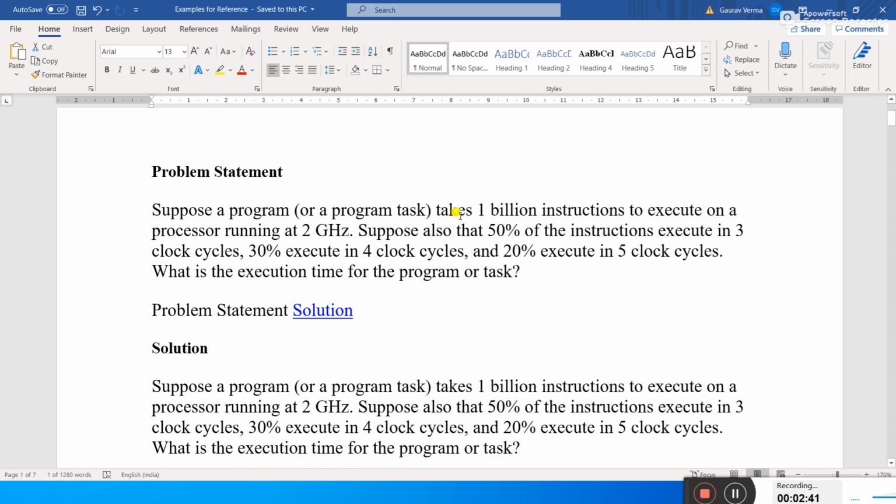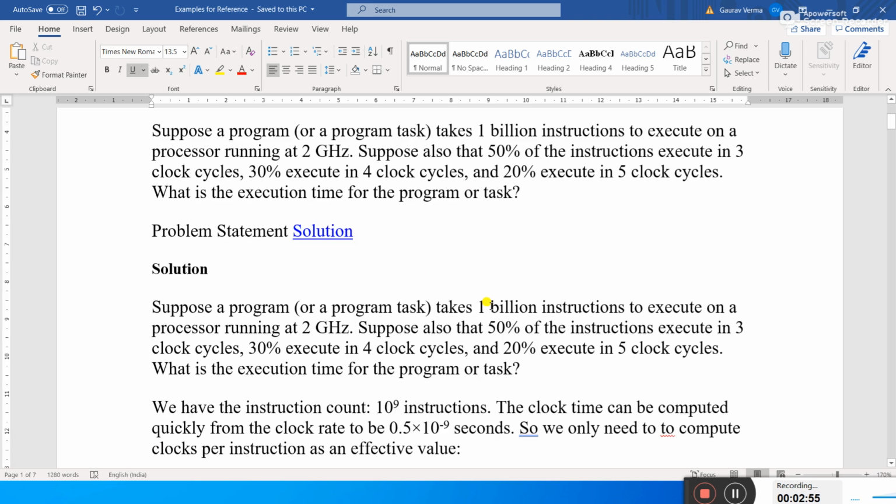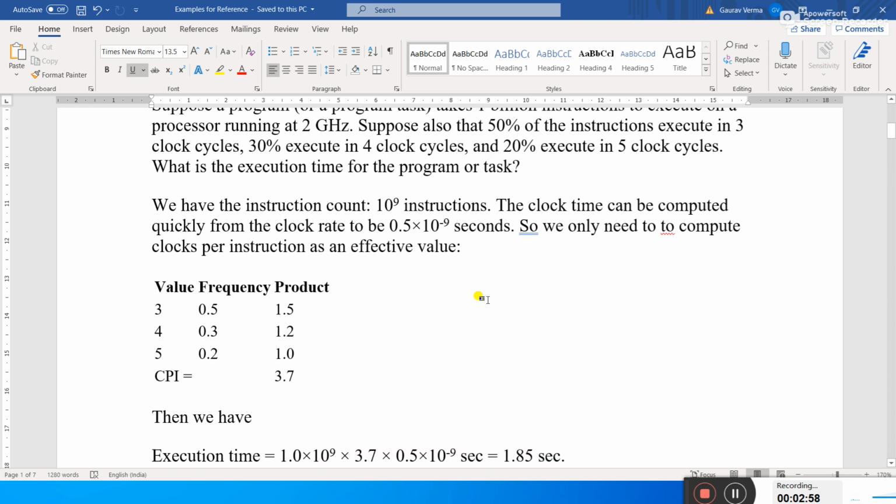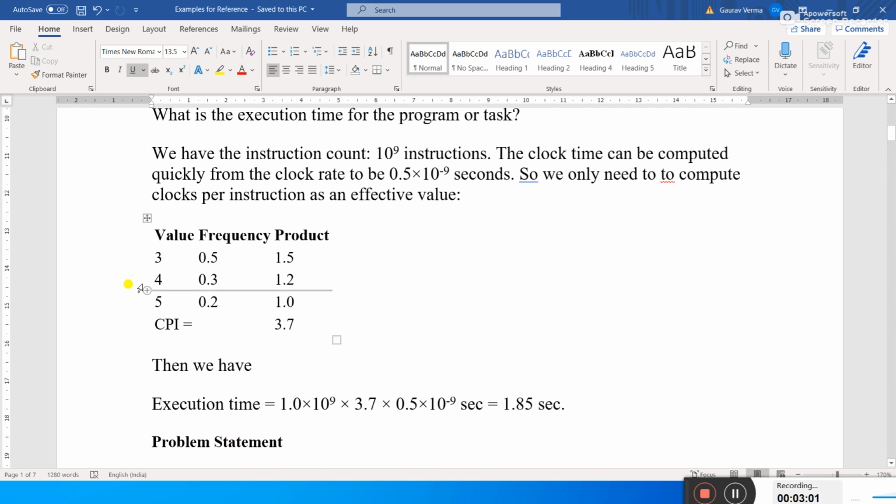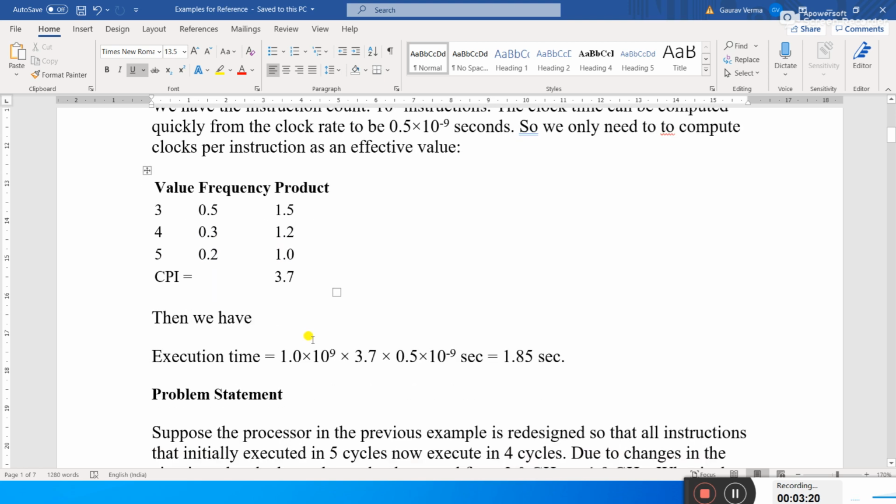Suppose a program or task takes 1 billion instructions on a 2 gigahertz processor, with 50% of execution in 3 clock cycles, 30% in 4 clock cycles, and 20% in 5 clock cycles. Such a question may come in your exam, and you should answer it as follows. You find the number of clock cycles used for the different frequencies of instructions. So 50%, meaning 0.5 of the instructions, take 3 cycles, and 0.3 of the instructions take 4 clock cycles. We multiply all these and get the CPI.